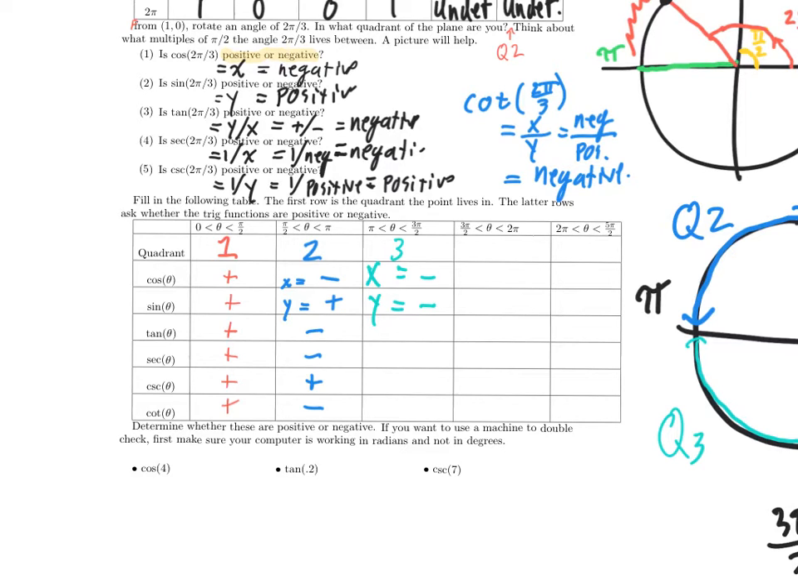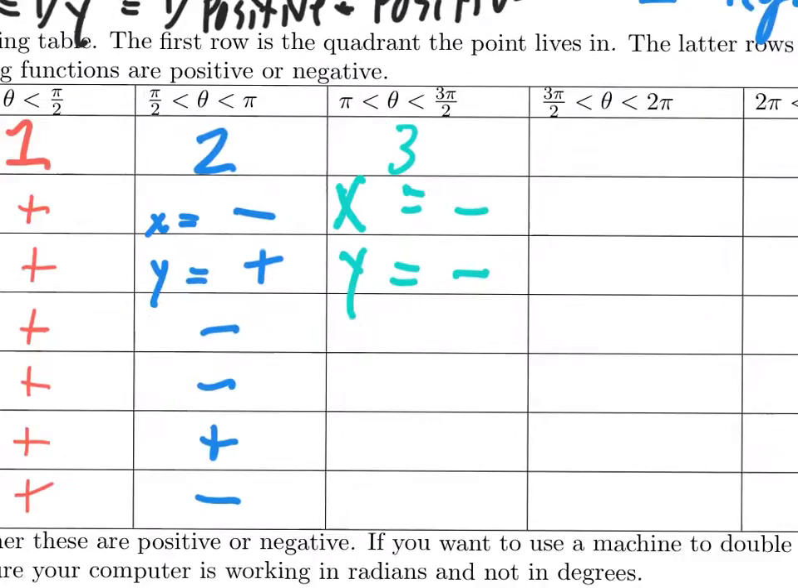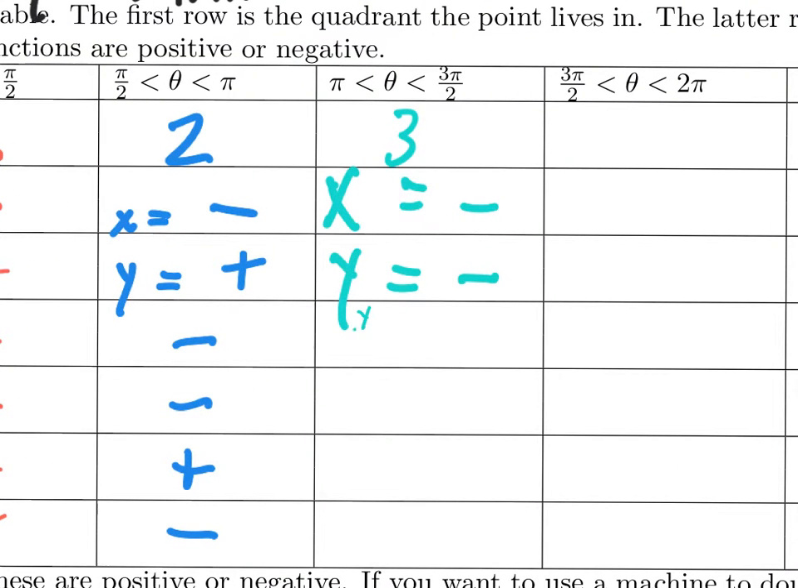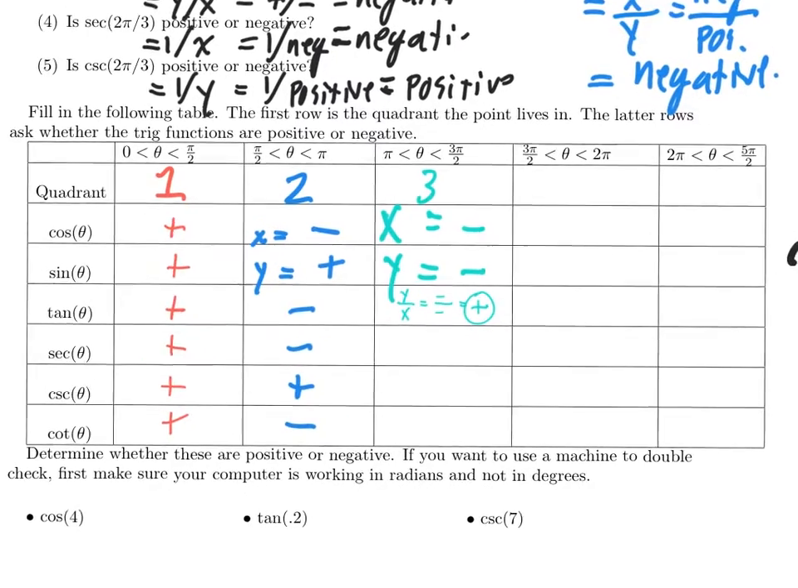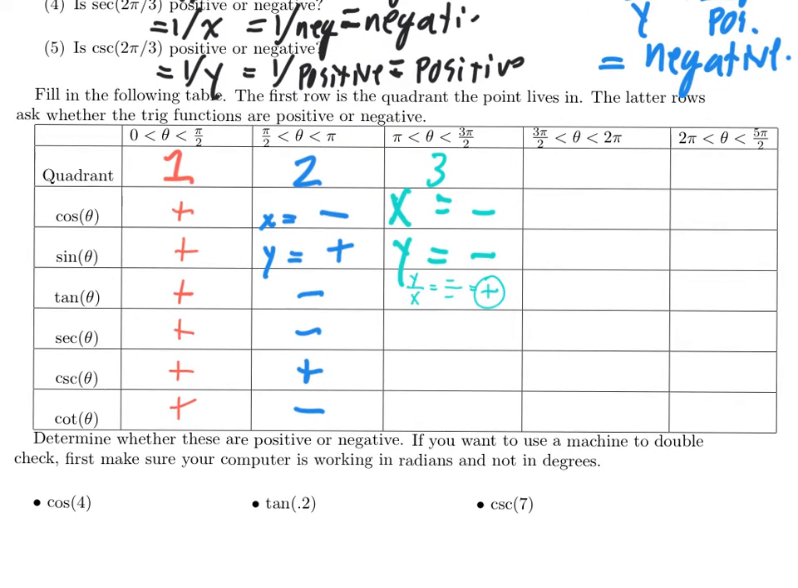Tangent is y over x. So that will be a negative divided by a negative, which is positive. Secant is 1 over x. That'll be 1 over a negative, which is negative. Cosecant is 1 over y, will be 1 over a negative, which is negative. Cotangent will be x over y. That'll be a negative divided by a negative, which is positive.